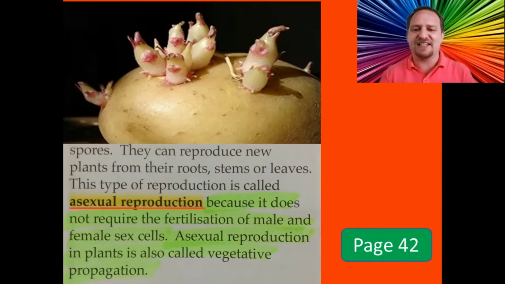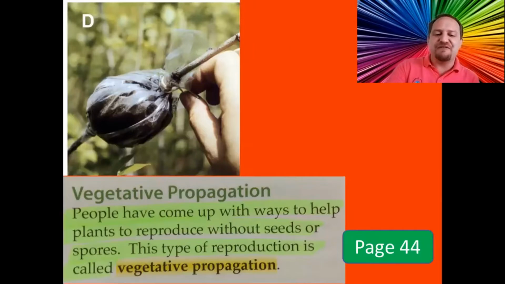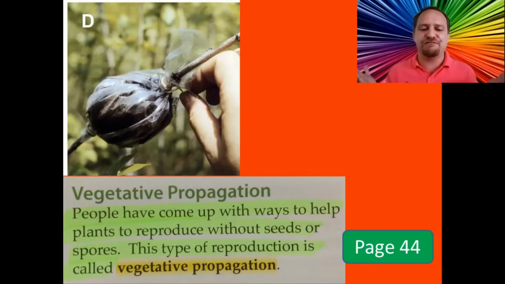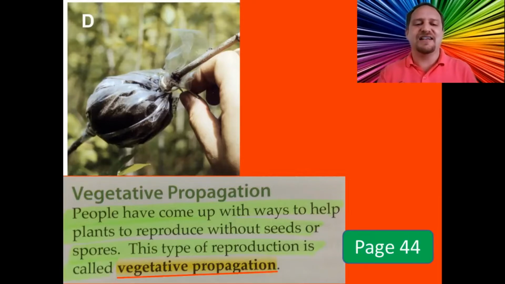You can highlight this. Now we'll come on to vegetative propagation. This is when people help to make plants, and we'll look at three main ways today. I'll read the sentence. This is on page 44. You can highlight this paragraph. It says, people have come up with ways to help plants to reproduce without seeds or spores. This type of reproduction is called vegetative propagation. Please highlight this.